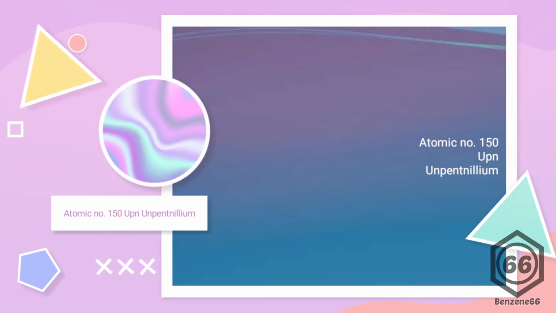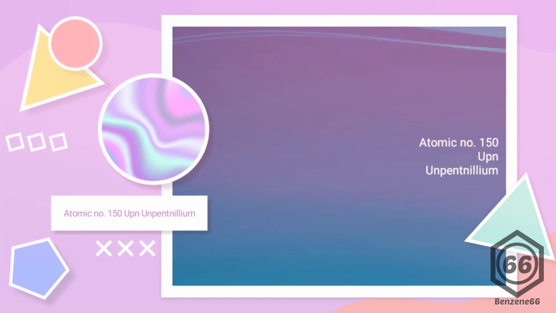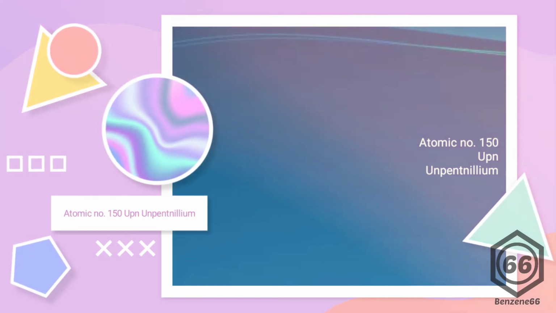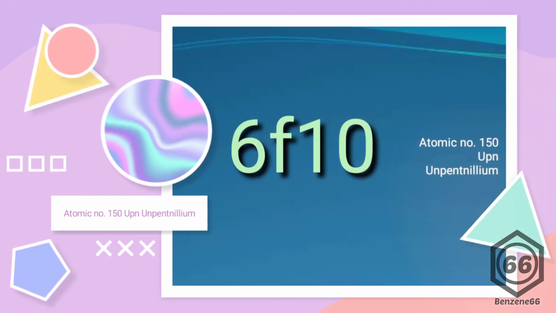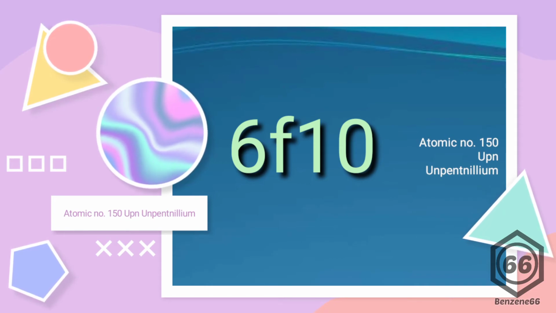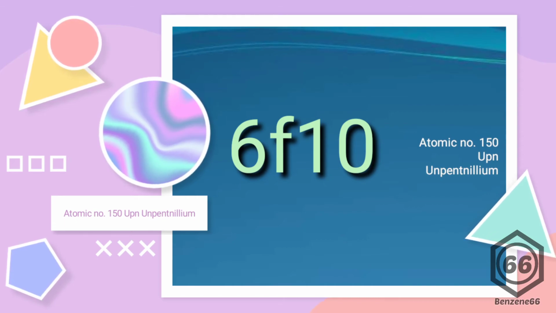Now move on and try to write the electronic configuration of a hypothetical atom having atomic number 150. The symbol is Upn and the name is unpentnilium. How that is written, we'll discuss in later videos. Now you can see the answer on the screen. So match your answer when you have written the electronic configuration. For the last subshell, the electronic configuration is displayed on the screen.